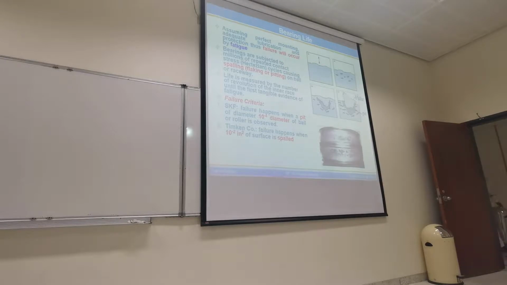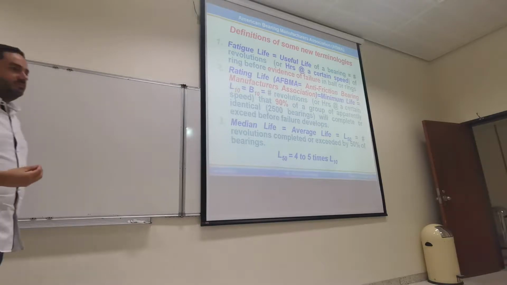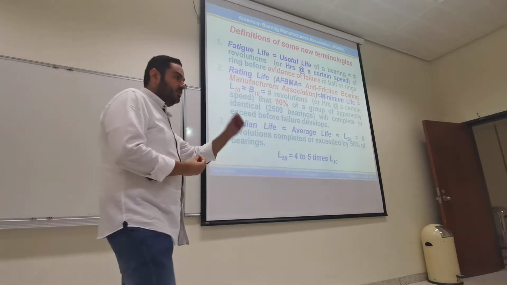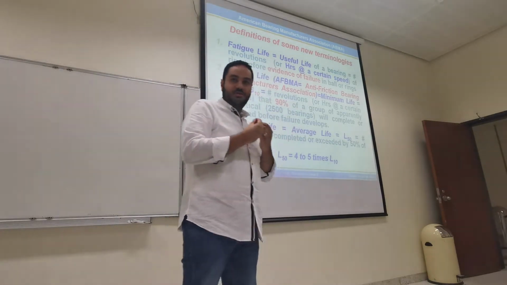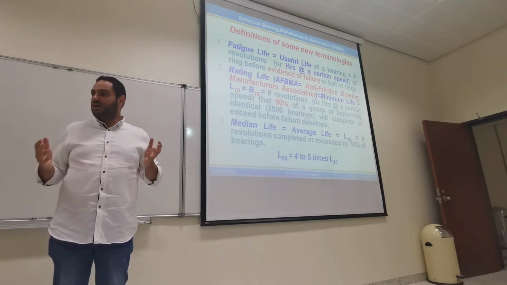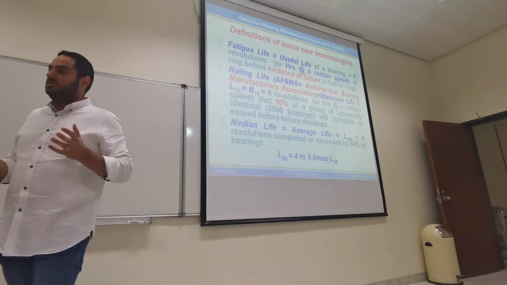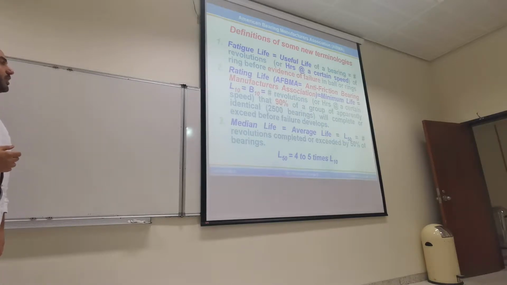So if we want to define the fatigue life here for the bearing, it means the useful life. So the life of the bearing before we see or notice the damage that's set by the manufacturer into -4 of the diameter or 10 to -2 inch square of failed area.